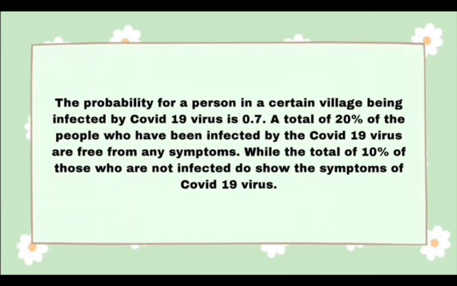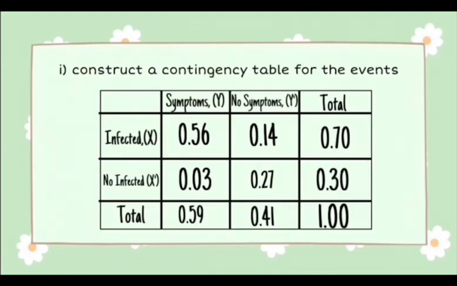Question B. The probability for a person in a certain village being infected by COVID-19 virus is 0.7. A total of 20% of the people who have been infected by the COVID-19 virus are free from any symptom, while 10% of those who are not infected do not show the symptoms of COVID-19 virus. The first question is to construct a contingency table for the event. First, we list symptom and no symptom. Second, infected and not infected.